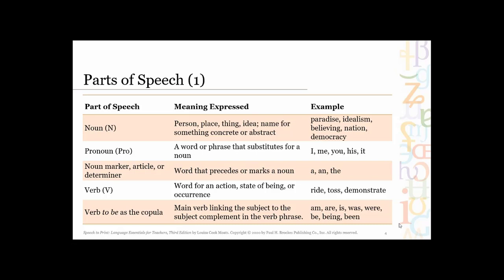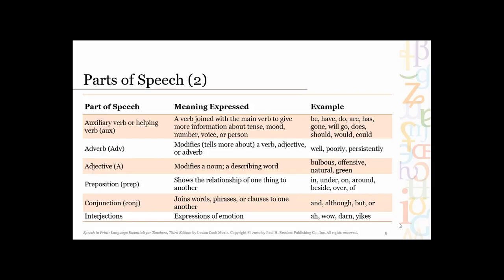A noun is a person, place, thing, idea, or name for something concrete or abstract. A pronoun is a word or phrase that substitutes for a noun. A noun marker, an article, or determiner is a word that precedes or marks a noun. A verb is a word for action, state of being, or occurrence. A verb to be is the main verb linking the subject to the subject complement in the verb phrase. This is different than the auxiliary verb that we'll talk about next.